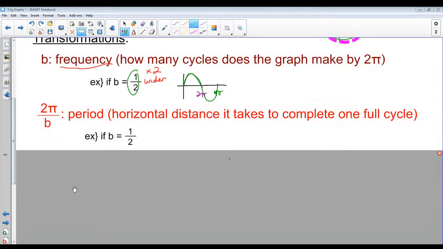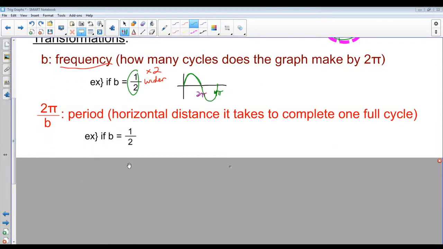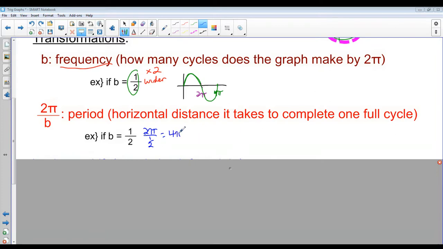Even a little easier way to think about it is the period. This is what we're going to rely on when we're doing our graphing. It's the horizontal distance it takes to complete one full cycle. All right, so if our B value is 1/2, we know that it's going to make it twice as wide. It's going to stretch that graph out a little bit. But a really easier way to think about it is to use the period. So if the B is 1/2, our formula for period is 2 pi over B, which we can see equals 4 pi.